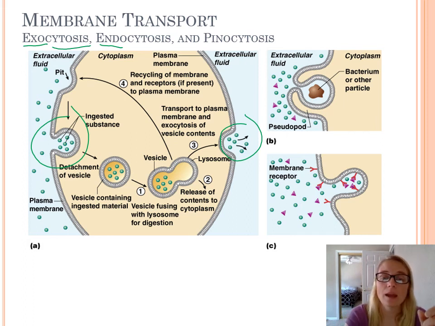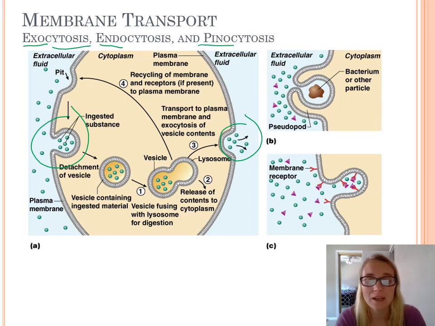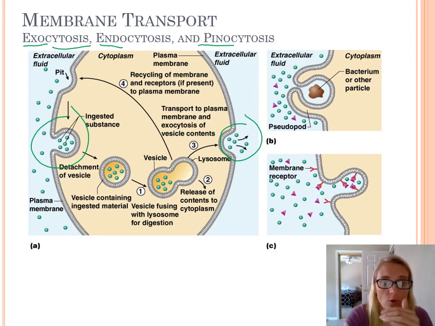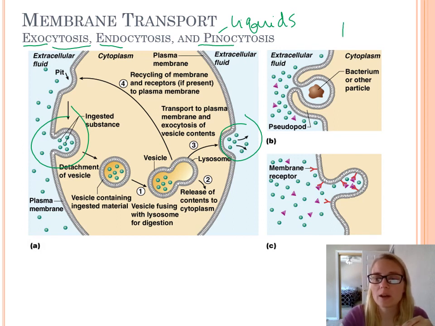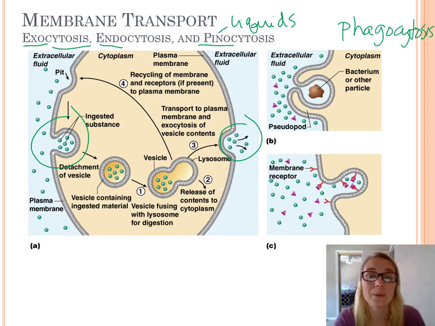And then pino is very much like endocytosis, but it's more for liquids only. Sometimes pinocytosis is called cell drinking, and endocytosis is cell eating, or we also had the other word phagocytosis, which is a type of endocytosis. So exo is releasing, endo is taking in, and pino is drinking.